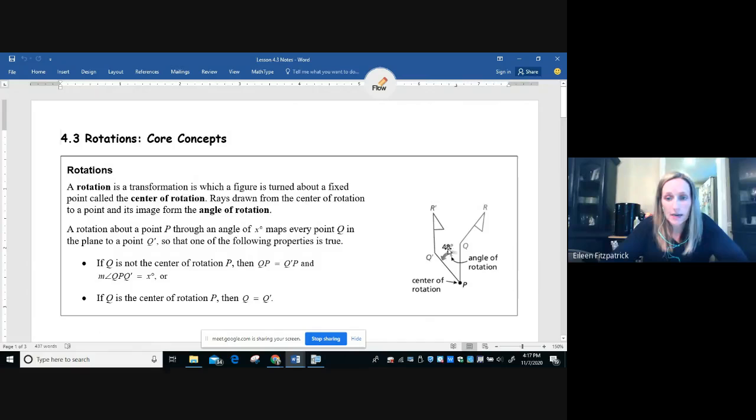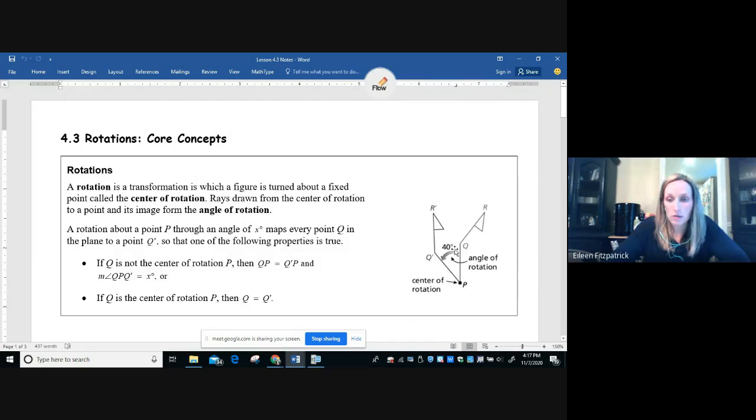So you can see in the diagram here, we have this, I don't know what to call it, like a flag. I'll call it a flagpole with a flag, or you can think of it as a segment with a triangle on it. So P is the center of rotation, and this figure QR, the triangle, is being rotated this direction, so it's rotating counterclockwise at an angle of 40 degrees.